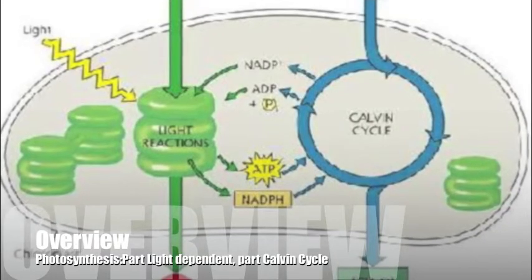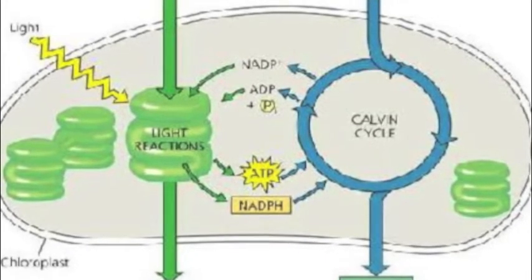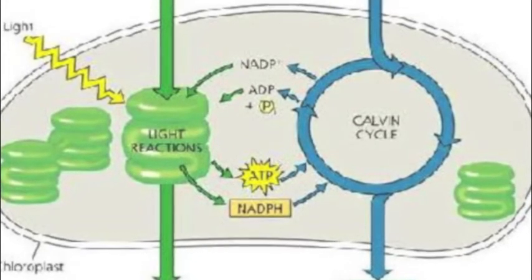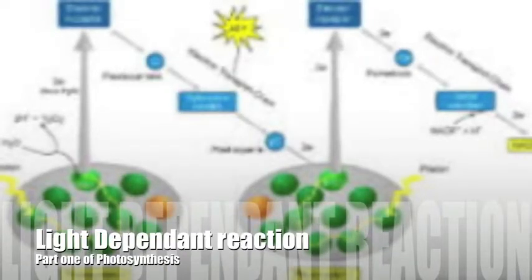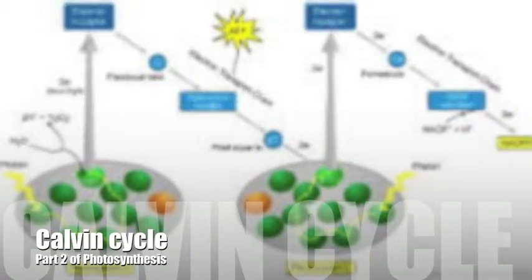In the end, the process of photosynthesis can be divided into two main parts: the light-dependent reaction and the Calvin cycle. The light-dependent reaction is the energy-capturing part of photosynthesis where solar energy is transferred into ATP. The Calvin cycle uses the energy to build sugar molecules.